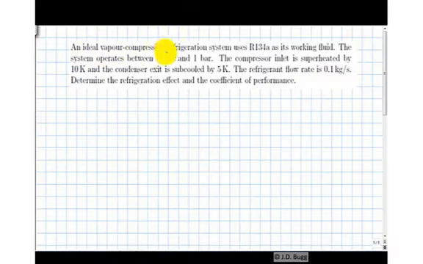An ideal vapor compression refrigeration system uses R134A as its working fluid. The system operates between 8 bar and 1 bar. The compressor inlet is superheated by 10 degrees Kelvin, and the condenser exit is subcooled by 5 degrees Kelvin. The refrigerant flow rate is 0.1 kilograms per second. Determine the refrigeration effect and the coefficient of performance.